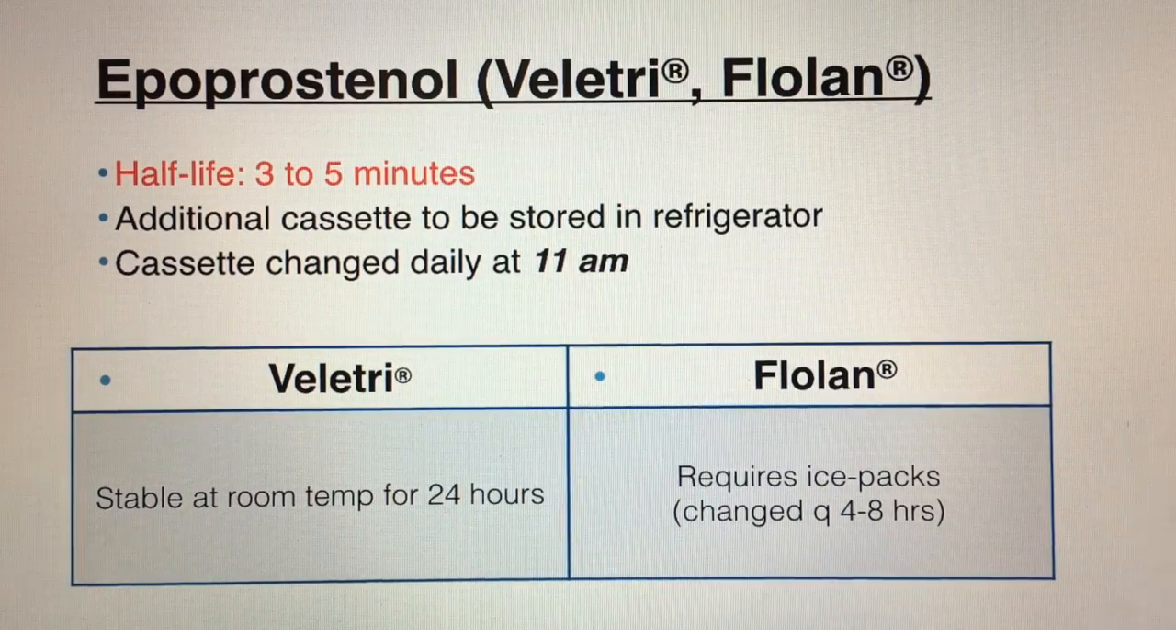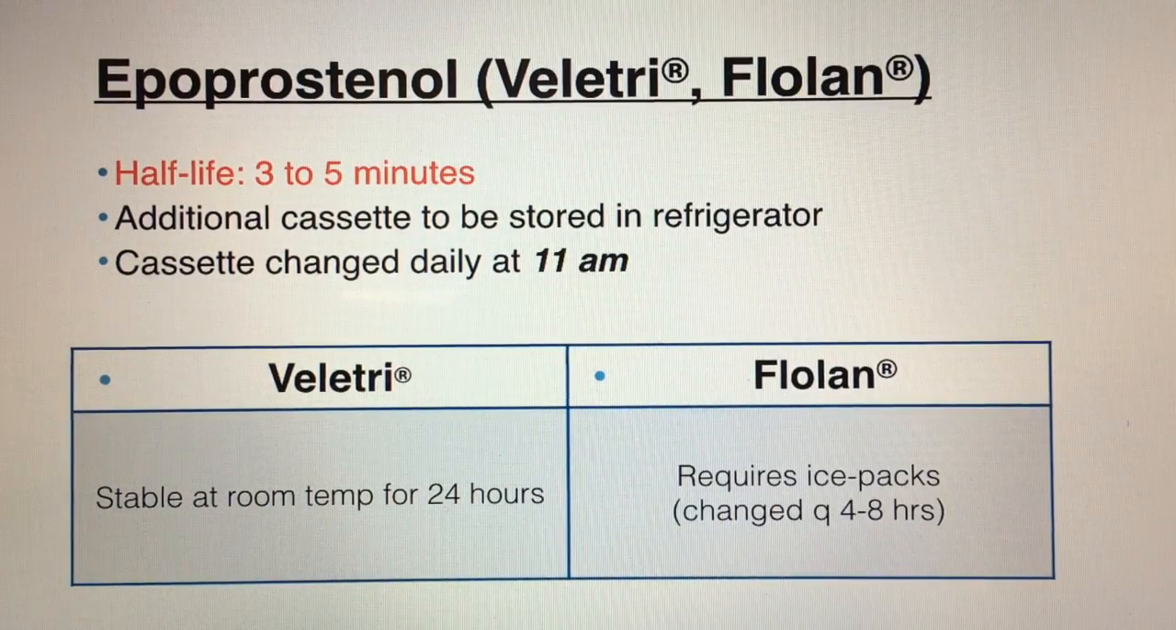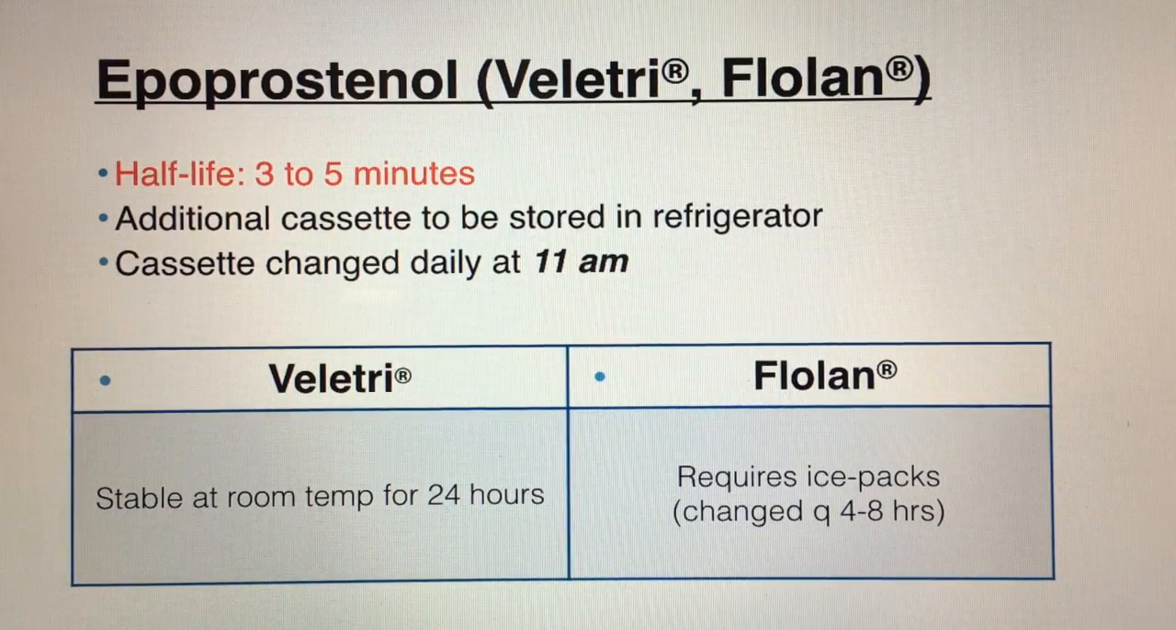Epoprostenol: both Veletri and Flolan are epoprostenol. They're just mixed with different amino acids, making it stable for different lengths of time at different temperatures. They both have a half-life of 3 to 5 minutes. For this reason, additional cassettes are to be stored in the refrigerator on the unit. Cassette changes are done daily at 11 a.m.